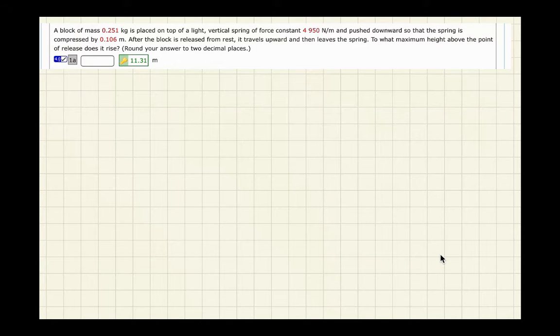So here we have a block that's placed on a light vertical spring with a given force constant or spring constant, 4,950 Newton meters in this case. And it's pushed down so that the spring is compressed by 0.106 meters. After it's released, it travels upwards and leaves the spring. To what maximum height above the point of release does it rise?